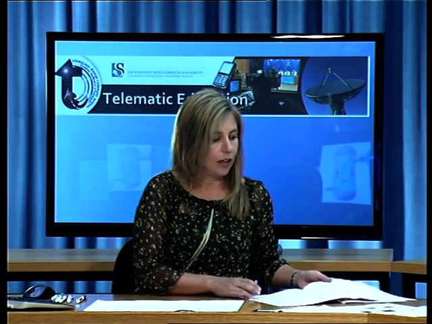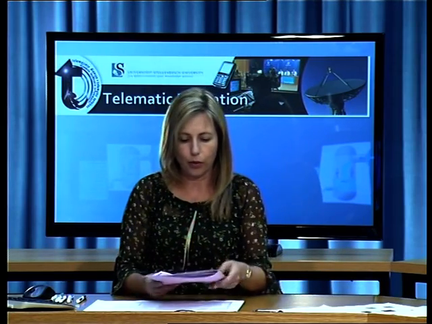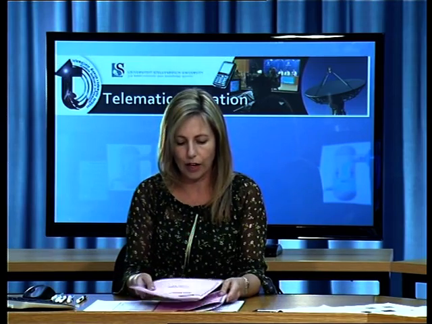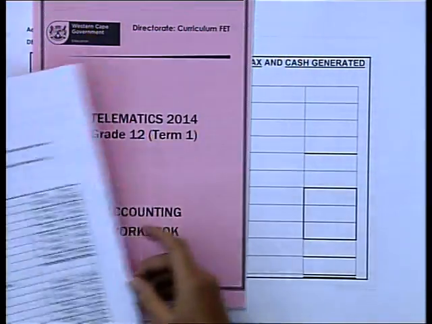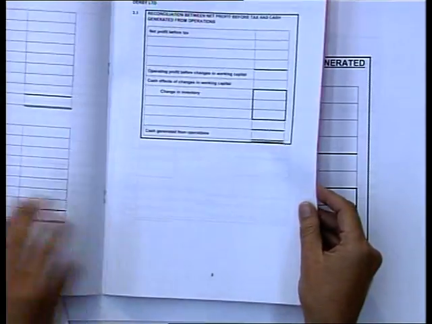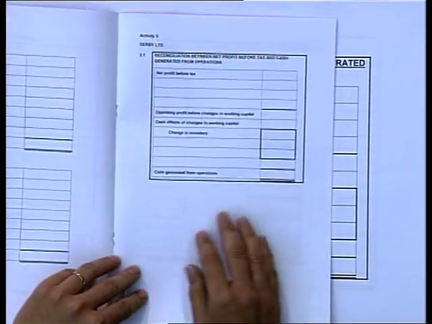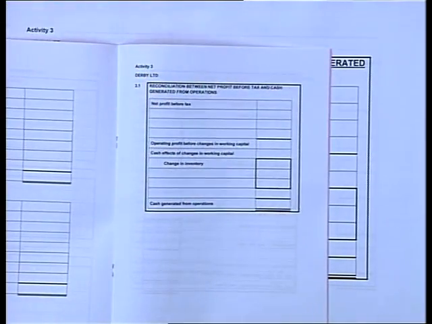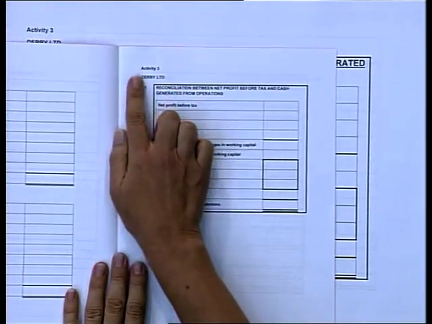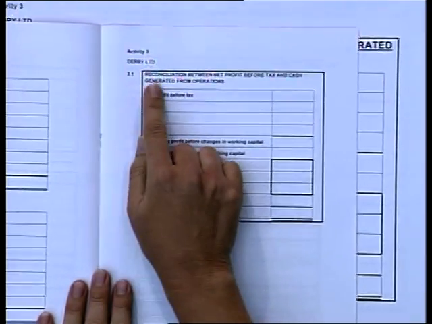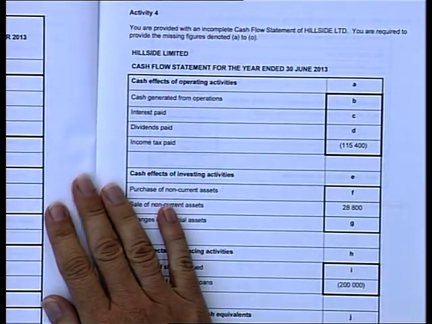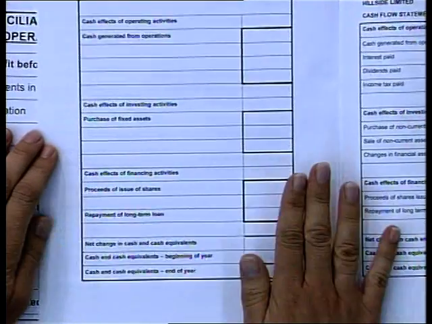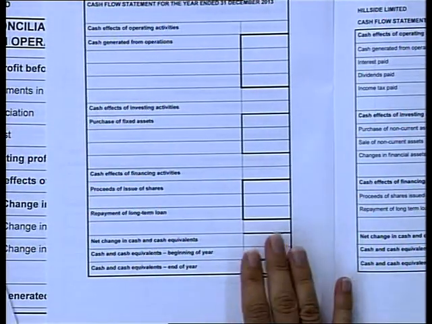Okay, now if you take your Telematics accounting workbook and your instruction book, I want you to open that on page 7 in the instruction book, and then in your workbook keep that open as well, because again we're going to be very interactive and we're going to work together. And you will see on page 8 there is an activity 3. It's branded activity 3, and it says reconciliation between net profit. And then if you turn the page, you will see the actual cash flow statement is on page 9. Okay, and that's where we want to start.